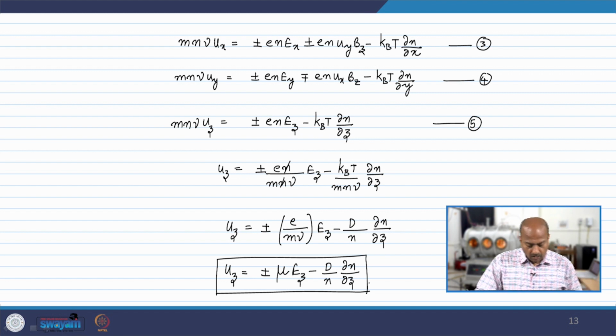Now, the point that I wanted to make here is that the velocity component along the direction of the magnetic field will depend on, of course, these parameters, but it is unaffected by the magnetic field. So, they will remain a constant. So, we can call these mobility and diffusion coefficients the parallel components, because they are parallel to the magnetic field. Okay.